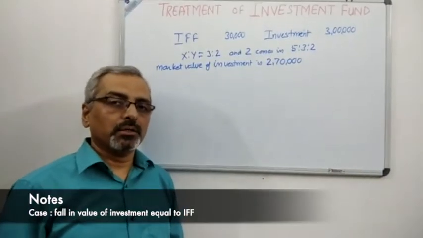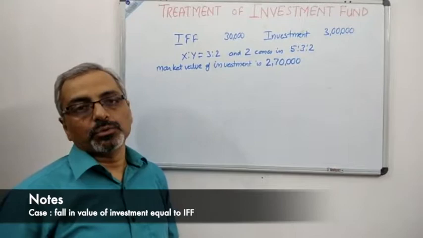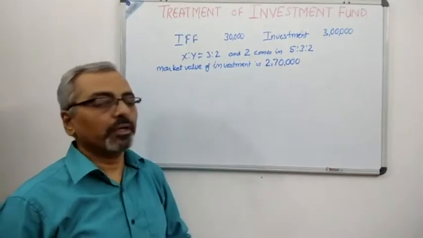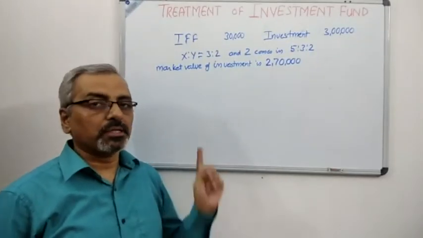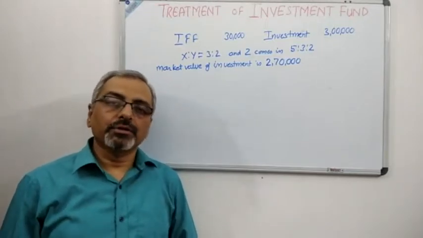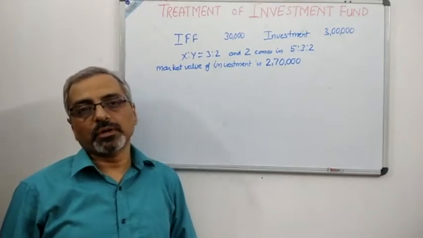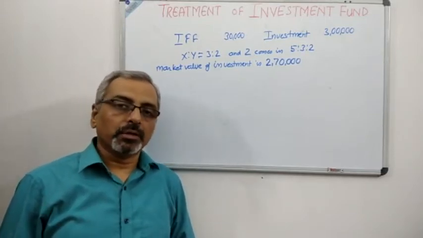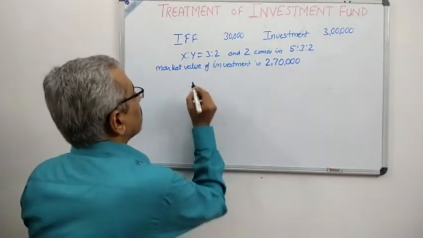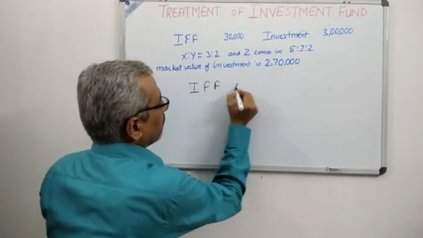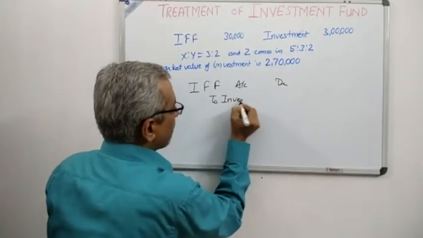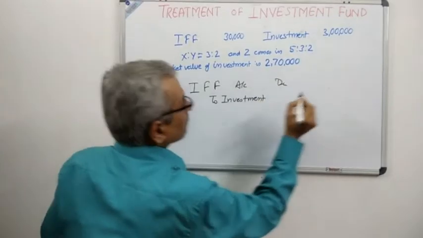Now let us take a case in which the investment has reduced to 2,70,000. The market value of investment has fallen down from 3 lakh to 2,70,000, which is exactly the same amount as it has been created in the investment fluctuation fund. In such a case, the journal entry which will be done will be investment fluctuation fund account debit to investment, and the old partners will not get any benefit from the investment fluctuation fund. So the journal entry in this case will be investment fluctuation fund account debit to investment 30,000.